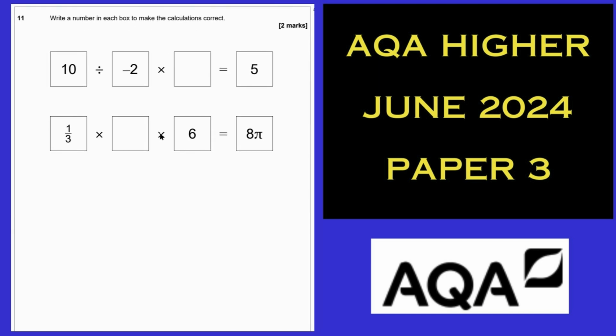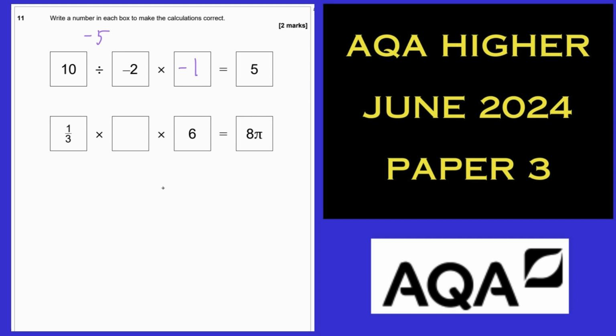Number 11, who thought number machines and whatever, bit of simple maths would find its way onto a higher paper, but obviously they've got a little bit of a catch to them, haven't they? What is 10 divided by negative 2? It's negative 5. Your brain or your calc will tell you that. So how do we multiply negative 5 by a number and change its sign? You multiply it by minus 1.